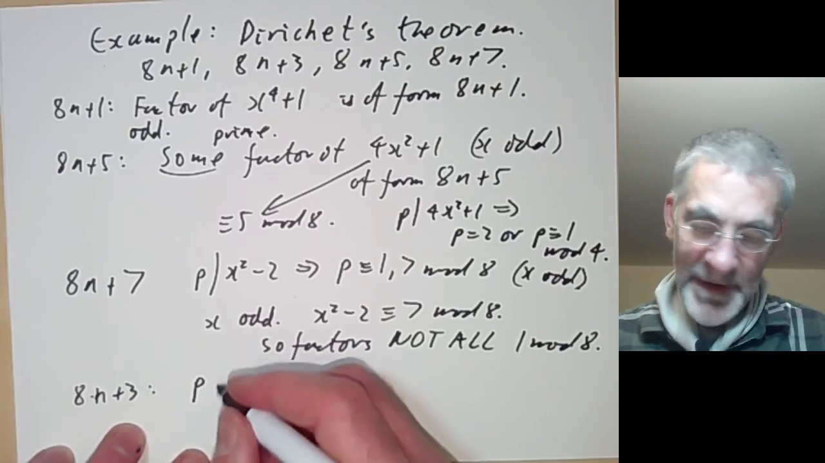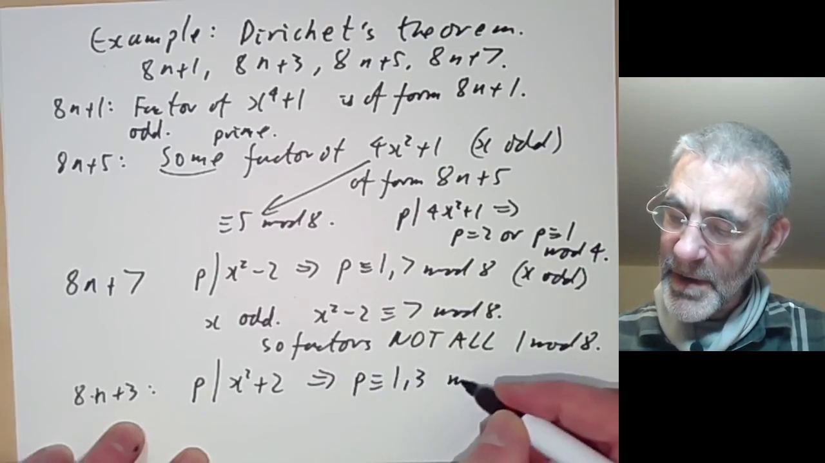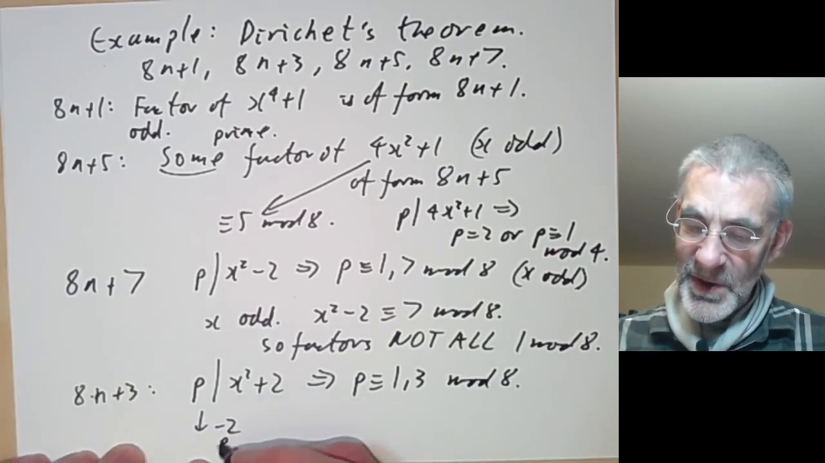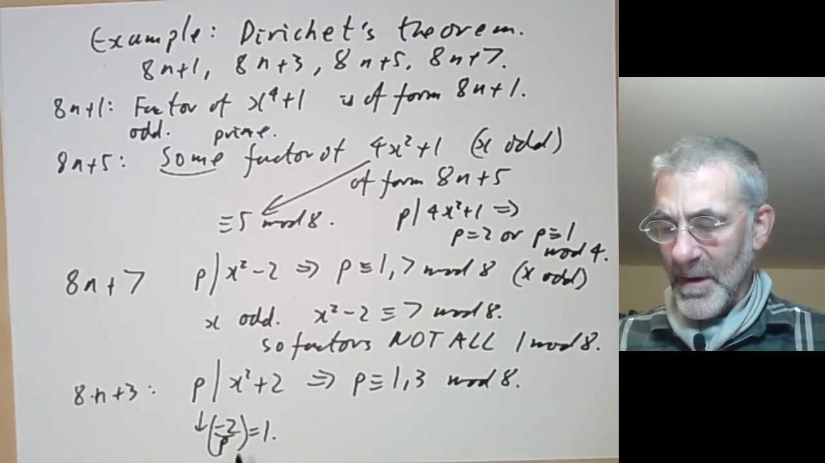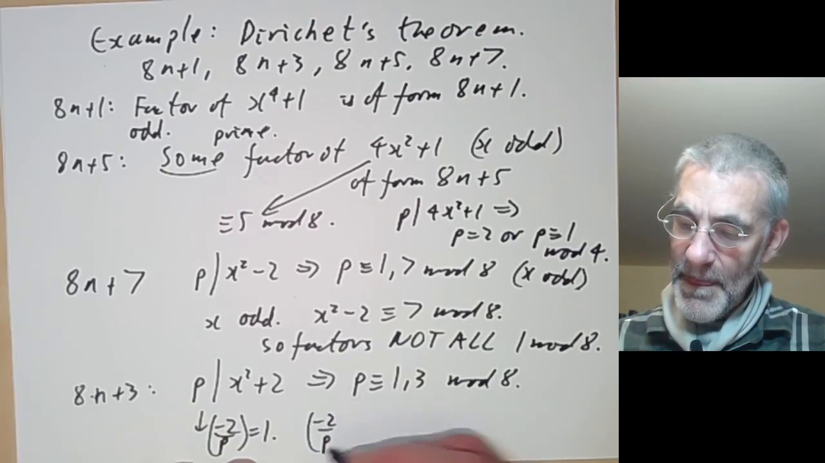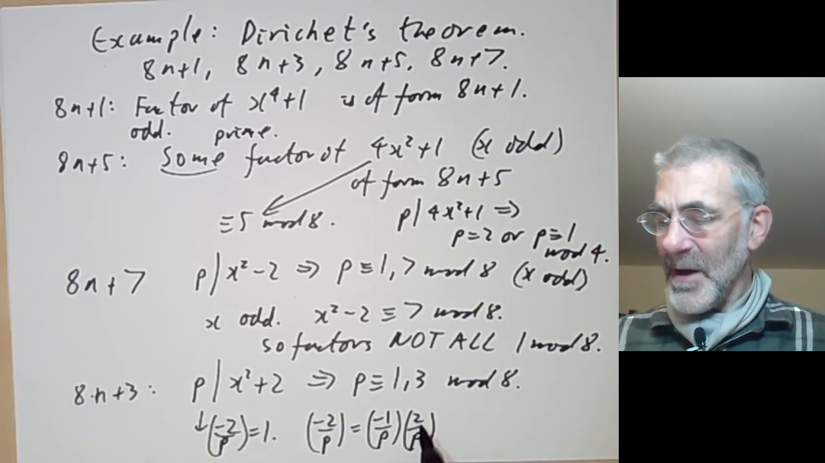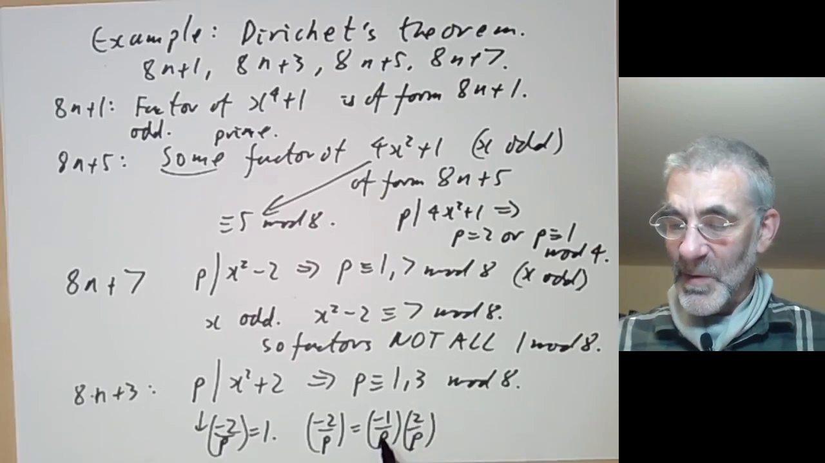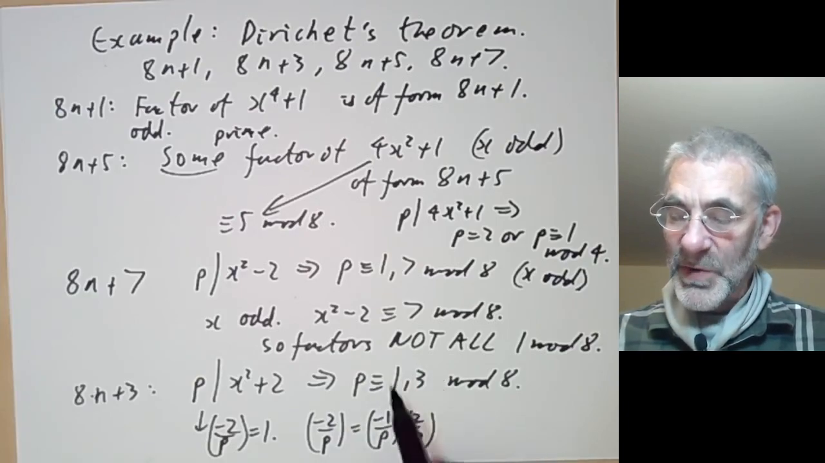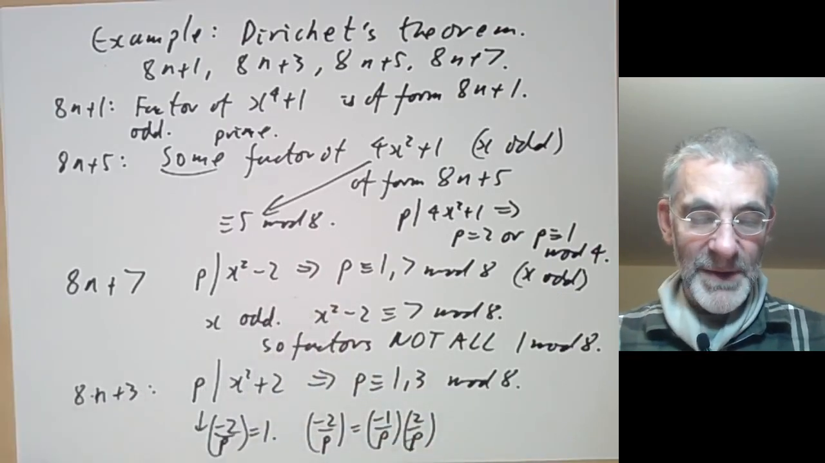This time we use the fact that if p divides x squared plus 2, this implies p is congruent to 1 or 3 mod 8. Well, why is that? Well, this says that minus 2 is a quadratic residue of p. Well, how do we work out minus 2 over p? Well, that's easy because minus 2 over p, we saw earlier, is minus 1 over p times 2 over p. And we know what this is, it depends on p modulo 8, and we know what this is, it depends on p modulo 4. And if we put them together, we find that this is 1 exactly when p is 1 or 3 mod 8. And now you can copy the argument for 8n plus 7 and find there are infinitely many primes of this form.